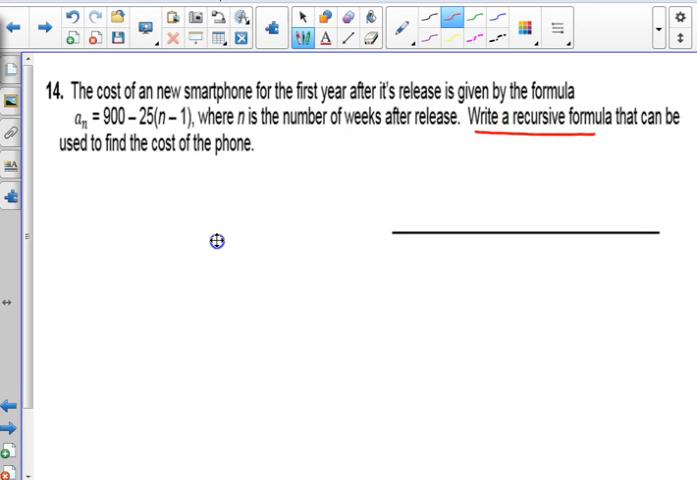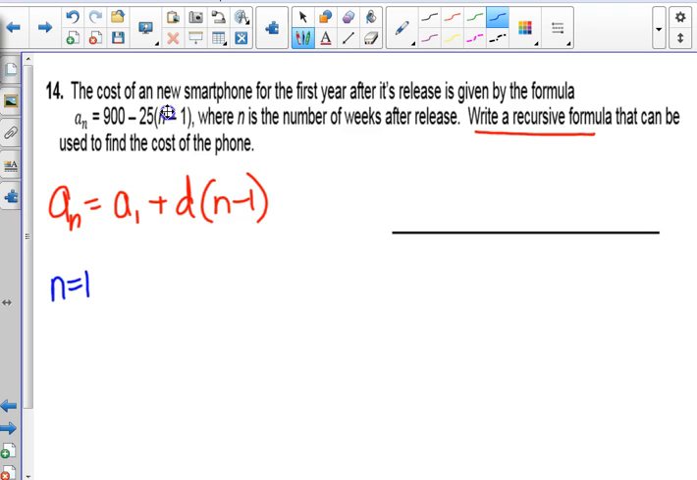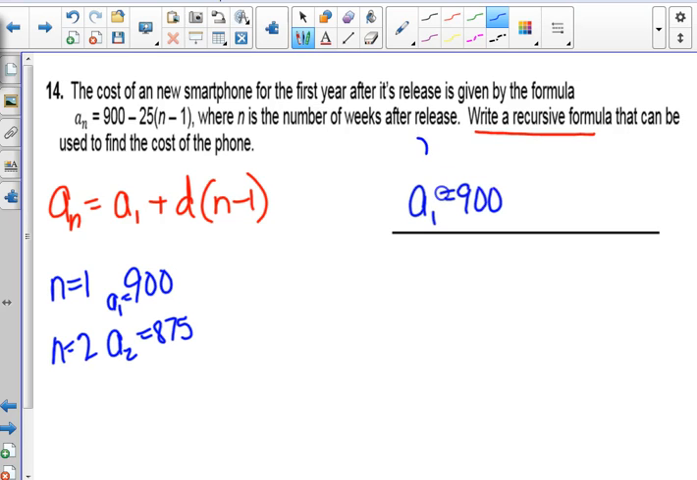Any ideas? How do we write a recursive formula from that? What's the first term? Some of you are just looking at this and recognizing this form, right? So you're saying a sub 1 is 900. If you didn't recognize that, what would you do to find the first term? If you plug in a 1, you get out 900. If you plug in a 2, you get out 875. So as soon as you've done that, you should know the first term is 900. And to get the next term, I took the previous term and did what? Subtracted 25. Yep.